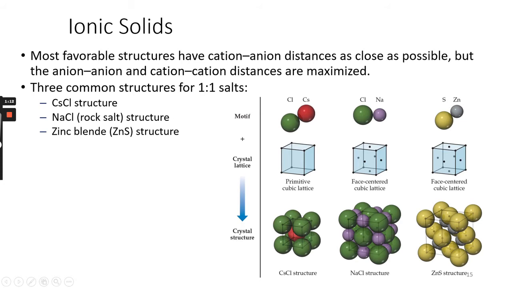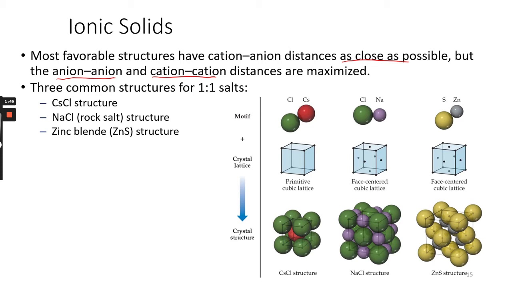The most favorable structure has cations and anions as close to each other as possible. Remember, in part 1 of chapter 12, we said that the atoms want to pack as close to each other as possible. While we're doing this, we also have to make sure we maximize the distance between anion and anion and between cation and cation. As a result, for structures with one cation and one anion, you form these cubic lattices.